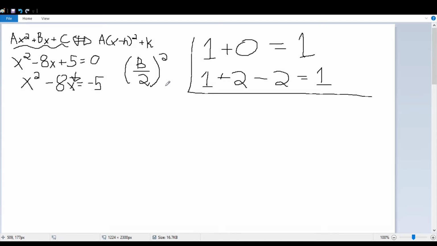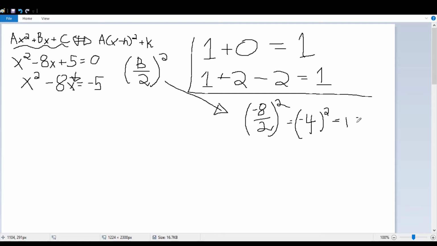So, let's solve this right over here. So we have negative 8 over 2 quantity squared. So negative 8 divided by 2 is negative 4. Sorry, I forgot to write the square here. And negative 4 squared is equal to 16. So now we know we need to add and subtract 16 to essentially complete the square in this case.